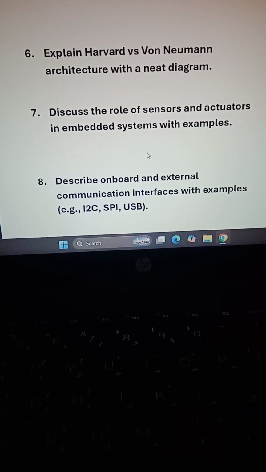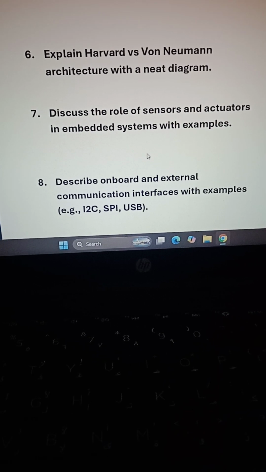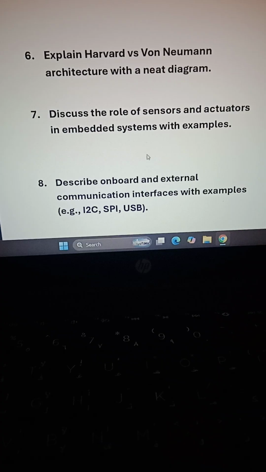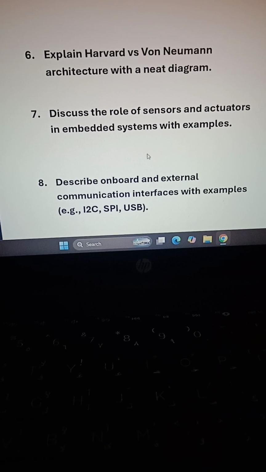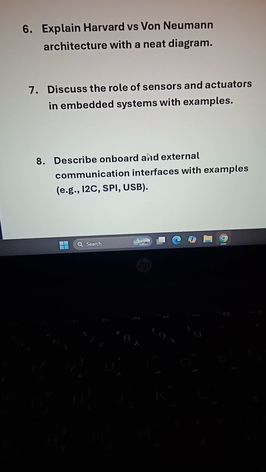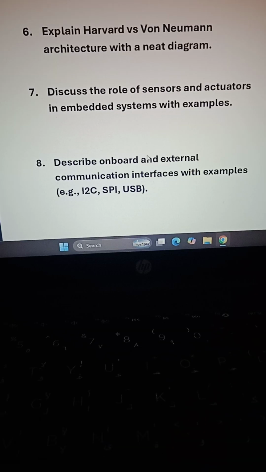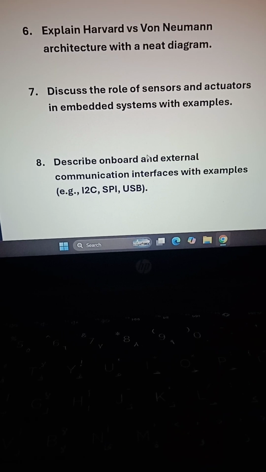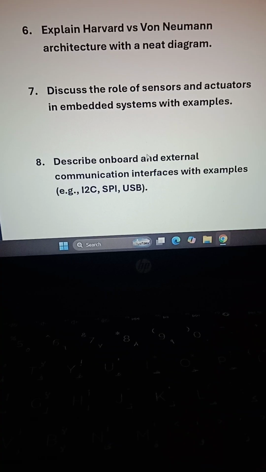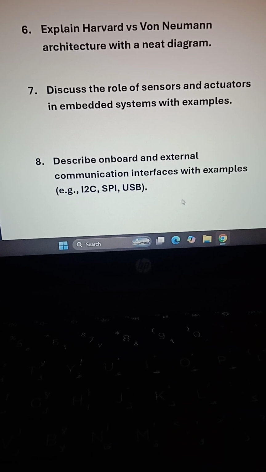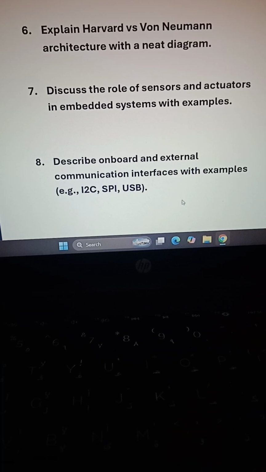If you are panicking in this subject, then you must study this much only. This much is enough for you. Question number 7. Discuss the role of sensors and actuators in embedded systems with examples. Similarly, question number 8. Describe onboard and external communication interfaces with examples. Example: I2C, SPI and USB.